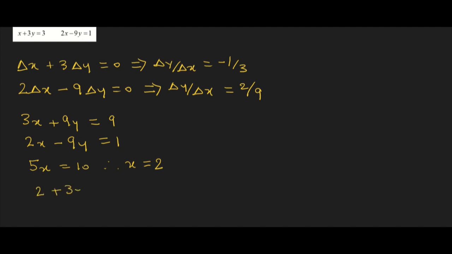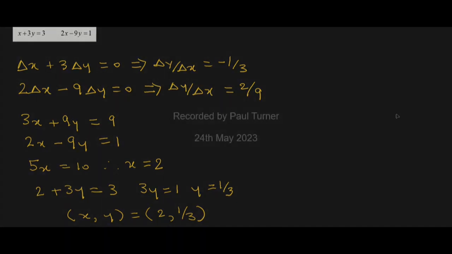So for example we can write 2 plus 3y equals 3 from the first equation, and therefore 3y is equal to 1, or y equals a third. So our solution here is (x, y) equal to (2, 1/3). And those are examples of how to solve these types of equations.